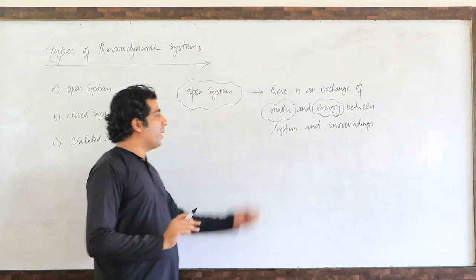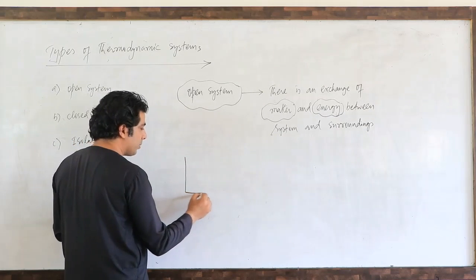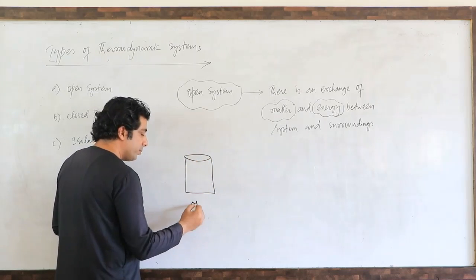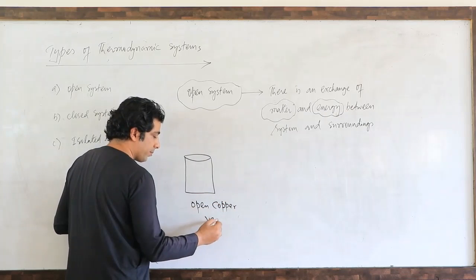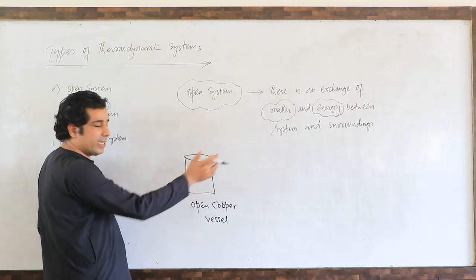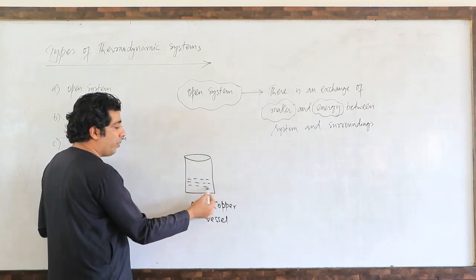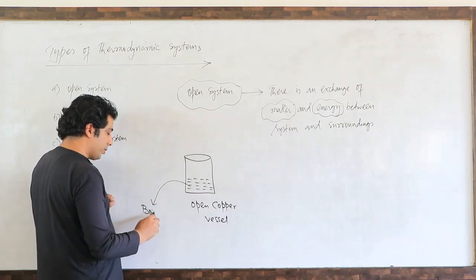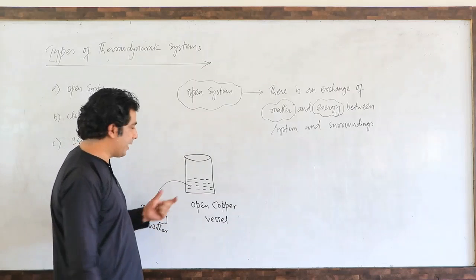Now let's have a look. If we take an open system, okay, have a look here. Let us suppose this is the open copper vessel. Yes? And inside this copper vessel, my dear friends, let us suppose I will keep boiling water. Inside this copper vessel there is boiling water, which means water is present at high temperature inside the copper vessel.